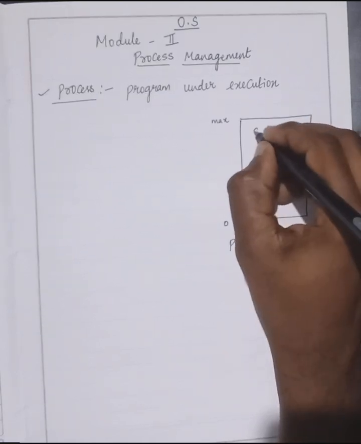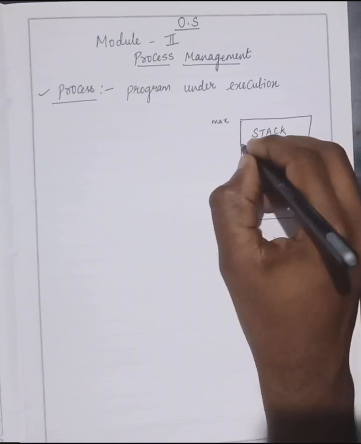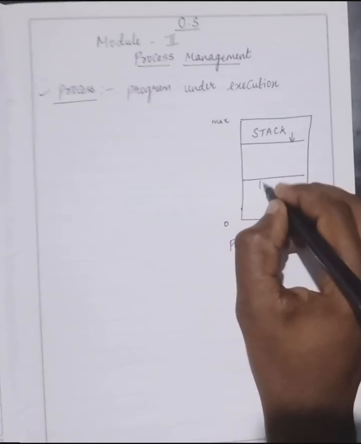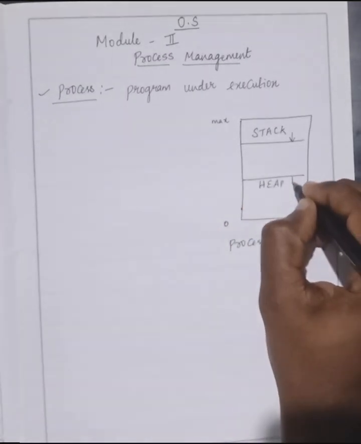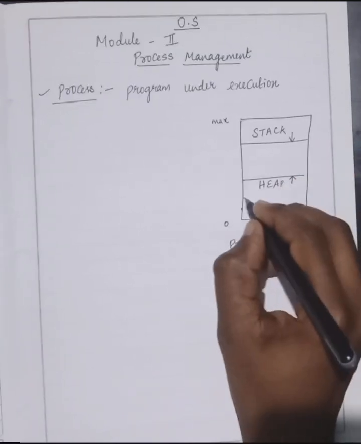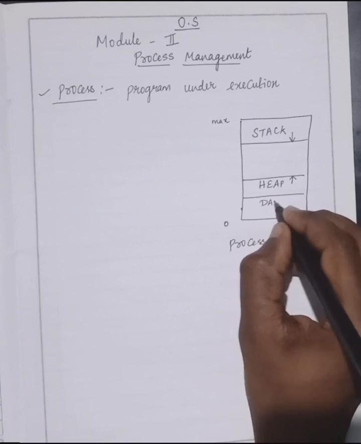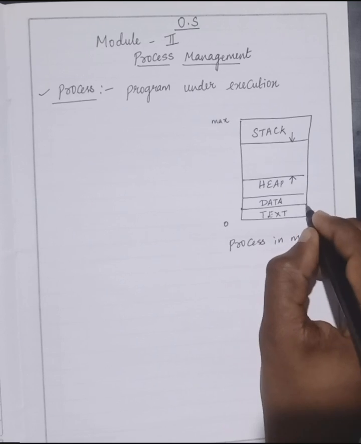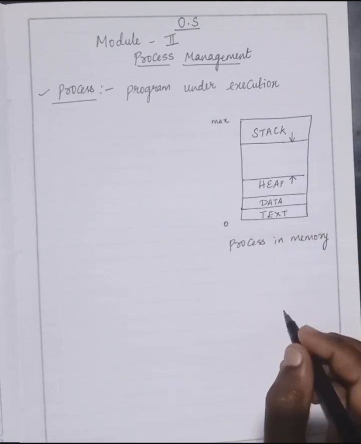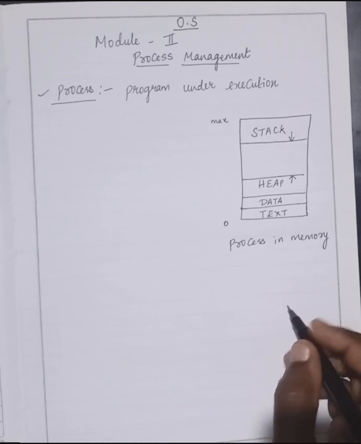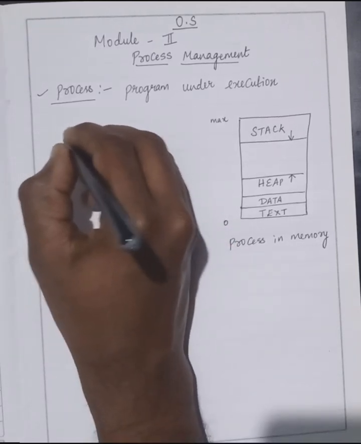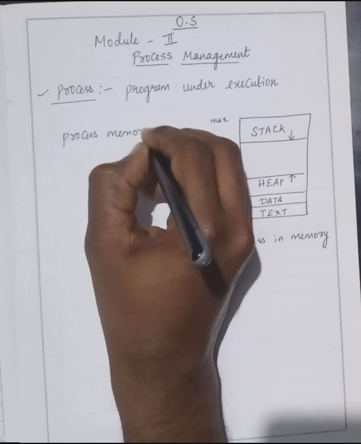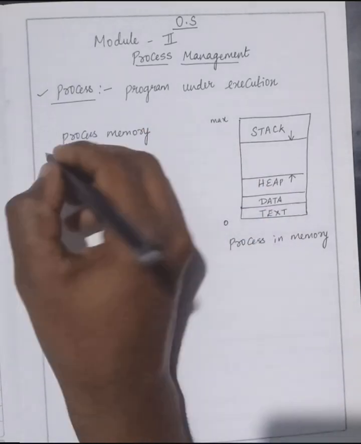Here we have a stack part that grows in this direction. Again we have a heap part here that goes in the opposite direction. Then we have a data part here and a text part here. We'll see what these four divisions in the memory are. Whenever we say process memory, it will have four divisions.